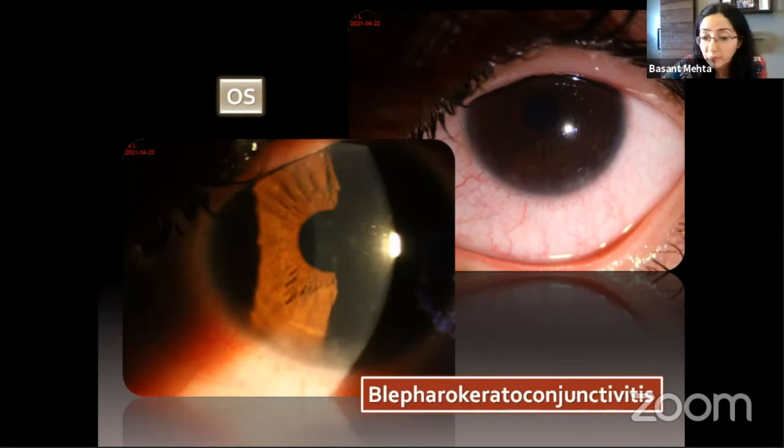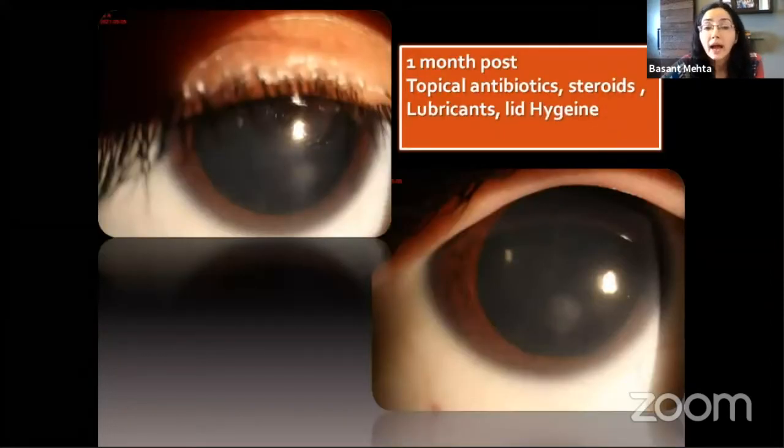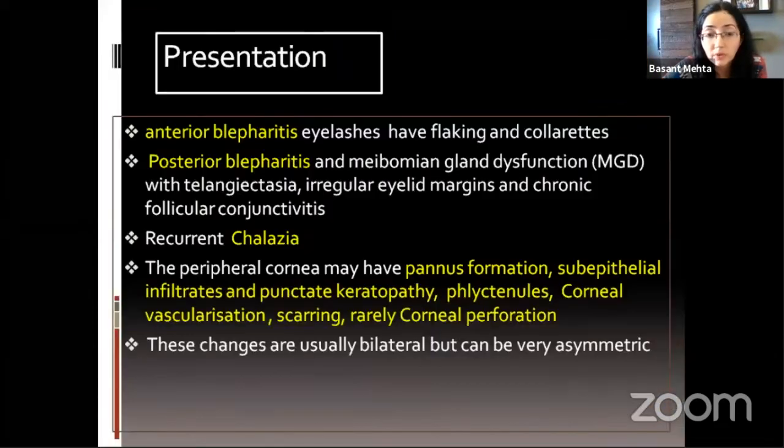This was a typical case of blepharokeratoconjunctivitis, which is frequently misdiagnosed. At 1 month post treatment with topical antibiotics, steroids, lubricants, and lid hygiene, she has recovered good vision, and the eyes have become much quieter. So patients with blepharokeratoconjunctivitis usually present with anterior blepharitis, posterior blepharitis, recurrent chalazia. The cornea may show pannus formation, subepithelial infiltrates, punctate keratopathy, even phlyctenules, corneal vascularization, and scarring. These changes are usually bilateral but can be very asymmetric.